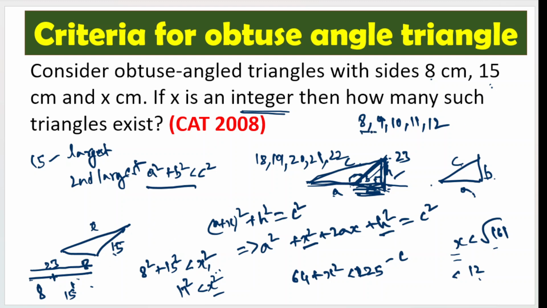So here we have five options: 8, 9, 10, 11, 12, or another five options: 18, 19, 20, 21, 22. So there are 10 such triangles with sides 8, 15, and a third side.